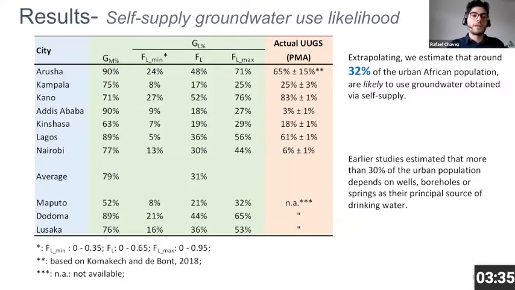Looking at the likely use, there was an average difference of 84% between the potential use and the likely use. We attribute this difference to the public water supply being present for people, and of course also to areas where people could afford it. Extrapolating our results of the likely use, we estimate that around 32% of the urban African population are likely to use groundwater obtained by self-supply. This compares well to earlier studies that estimated that 30% of the urban population depends on wells, boreholes, or springs as their principal source of drinking water.